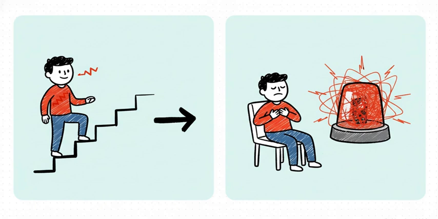But you have to know the difference between stable and unstable angina. Stable angina is predictable. It's the patient who says, yep, every time I walk up a hill, I get that chest tightness, but as soon as I stop and rest, it goes away. It happens with exertion, and it's relieved by rest or nitroglycerin. Now, unstable angina, that's the scary one.